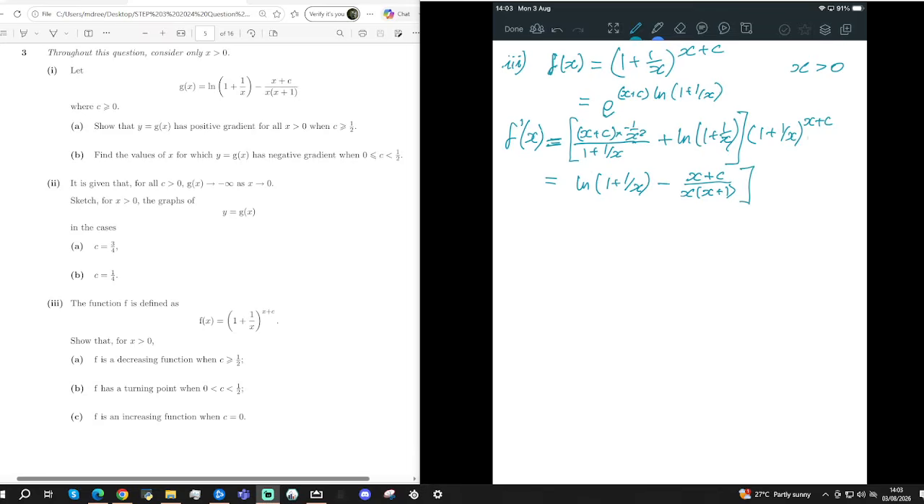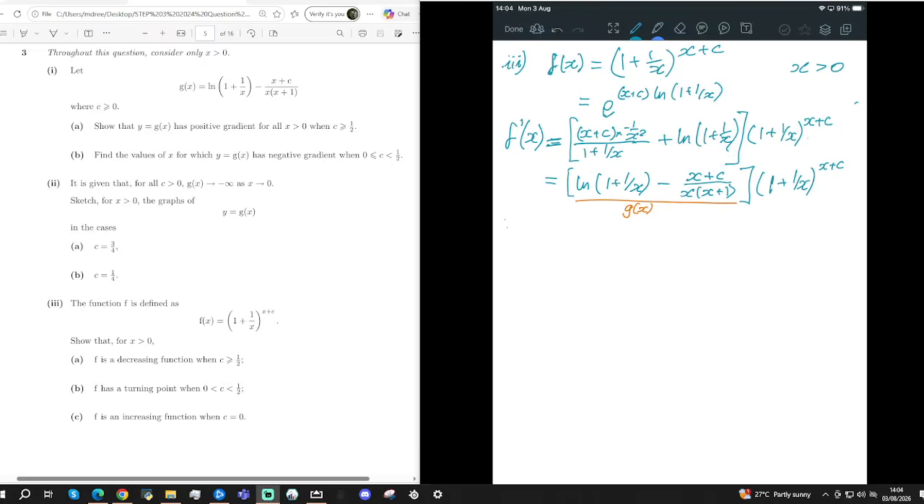And I hope you can now see how part I and part II are coming in this question, because this big bracket here is exactly g of x. So the derivative involves g of x as a coefficient. Okay, so now we would like to show what the behavior of f is.